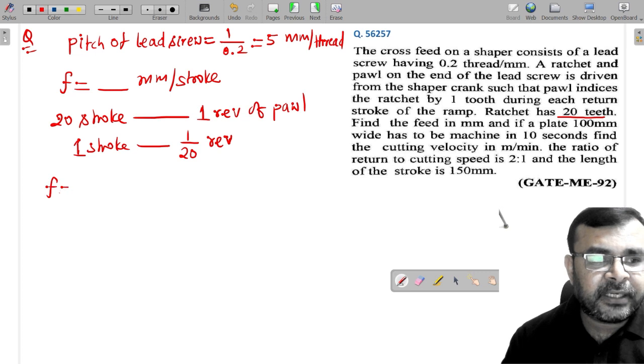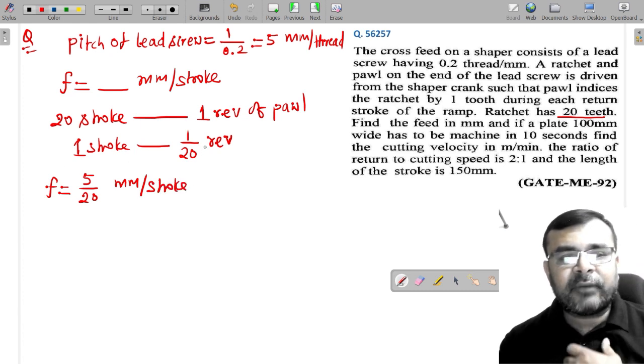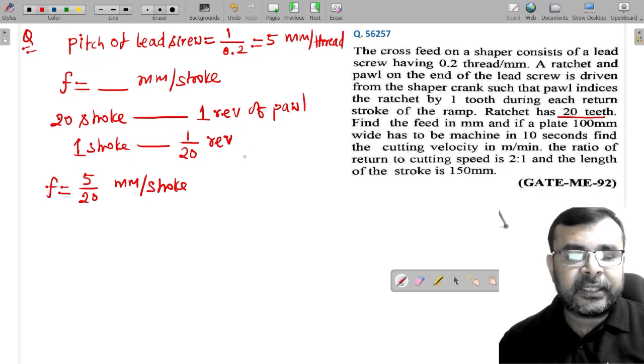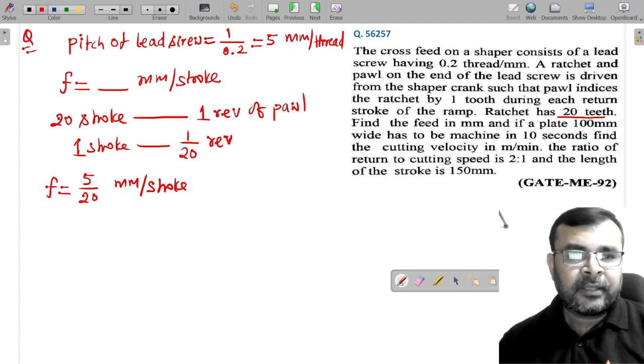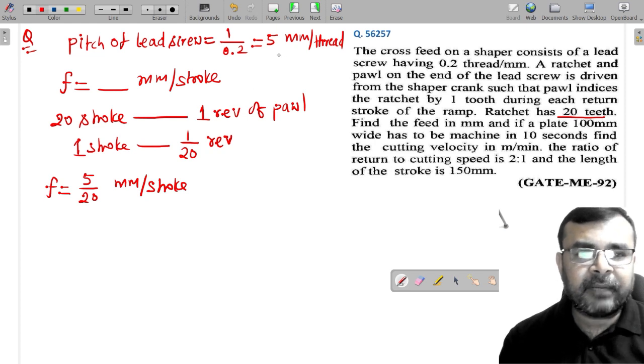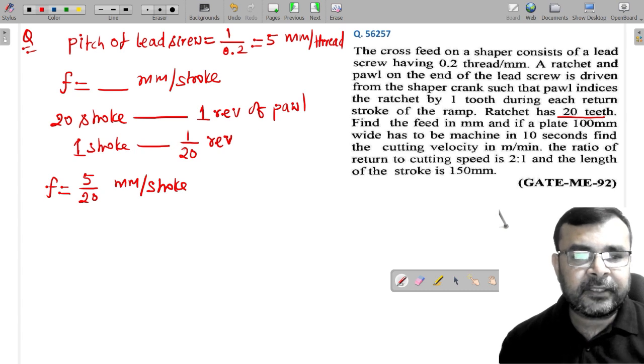तो सिंपली अब यहाँ पे मैं फीड लिख सकता हूं, दैट इज 5 डिवाइडेड बाई 20 मिलीमीटर पर स्ट्रोक। ये जो वैल्यू मिलेगा यहाँ पे देखो, वन स्ट्रोक में 1/20th रिवोल्यूशन है, करेक्ट है? 1/20th रिवोल्यूशन। और यहाँ पे क्या मिला? 5 मिलीमीटर एडवांसमेंट पर थ्रेड, करेक्ट? ये हम कह सकते हैं 5 मिलीमीटर पर रिवोल्यूशन। एक रिवोल्यूशन में 5 मिलीमीटर आपका एडवांसमेंट है और एक रिवोल्यूशन में 20 स्ट्रोक्स मिलने वाले हैं। तो सिंपली हम कह सकते हैं 5 डिवाइडेड बाई 20, तो आपको मिल जाएगा मिलीमीटर पर स्ट्रोक। इज इट क्लियर?